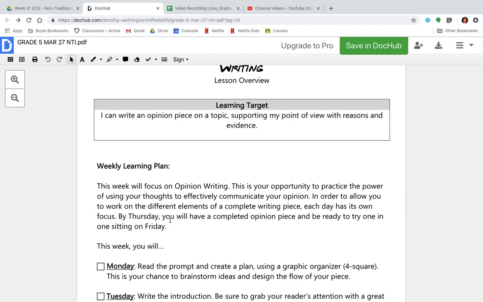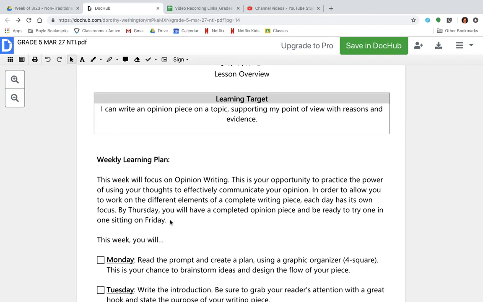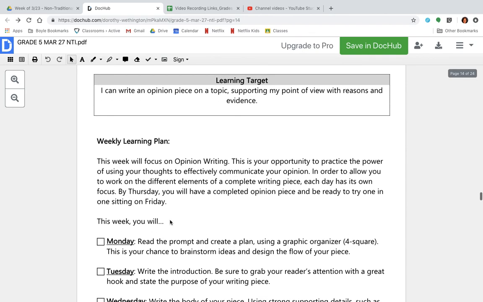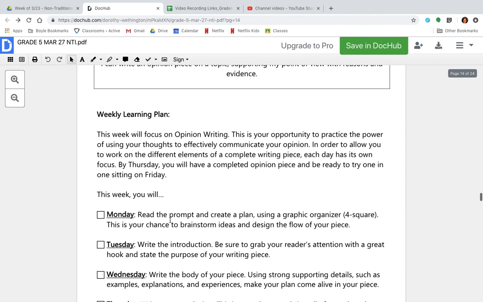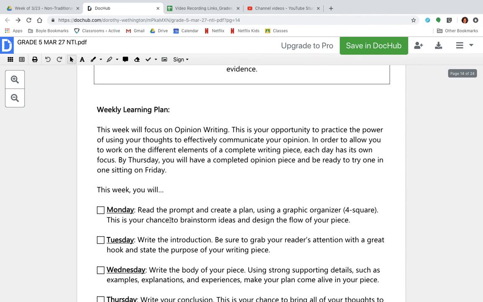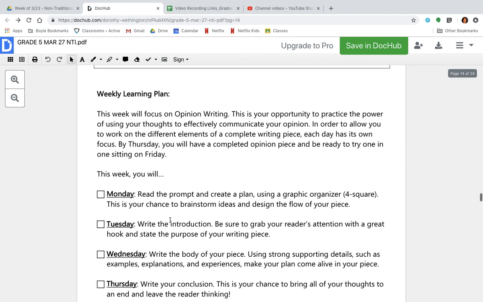In order to allow you to work on the different elements of a complete writing piece, each day has its own focus. By Thursday, you will have a completed opinion piece and be ready to try one in one sitting on Friday. This week you will, on Monday, read the prompt and create a plan using a graphic organizer, Foursquare. This is your chance to brainstorm ideas and design the flow of your piece.